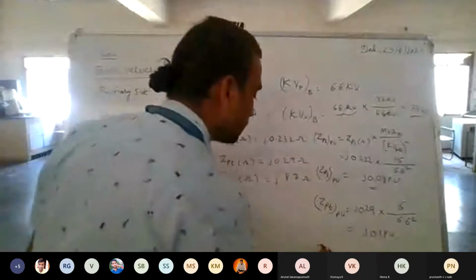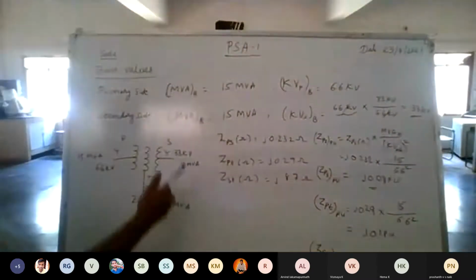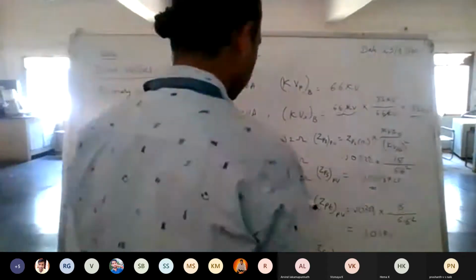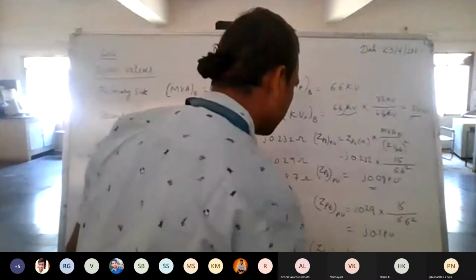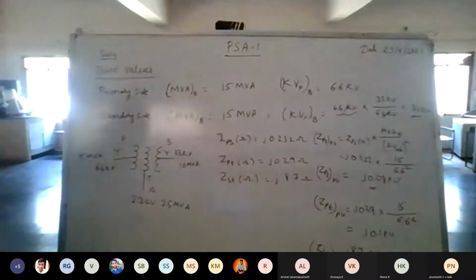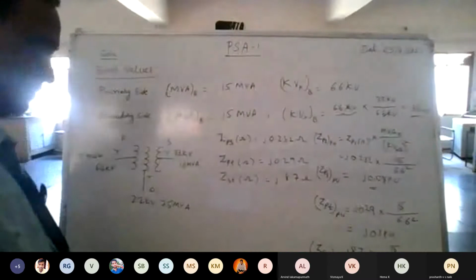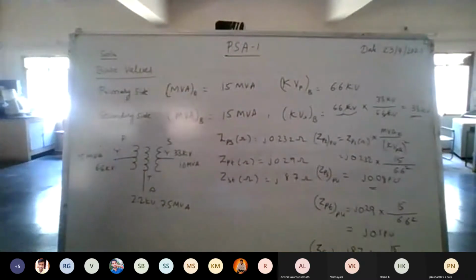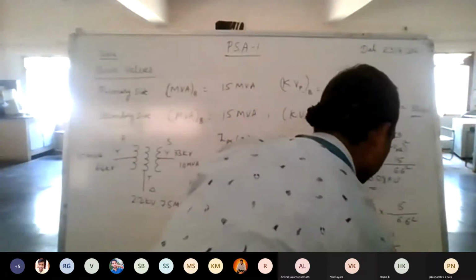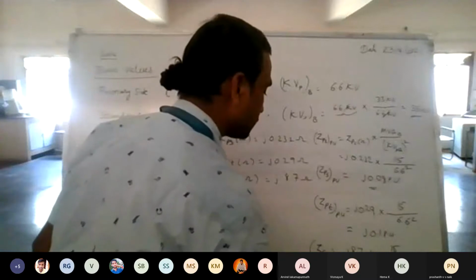Similarly, calculate for ZST. It is between secondary and tertiary. So the ohm value is J8.7 multiplied by 15 MVA, that is the base value, divided by the base voltage for the secondary side, which is 33 kV. So take 33 squared. ZST per unit is equal to.